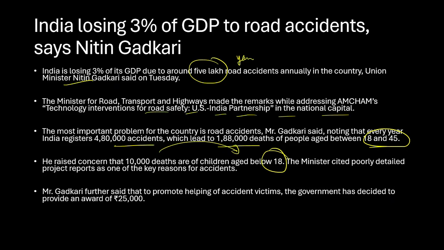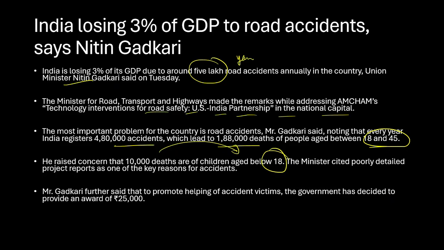See, over a period of time, this has changed. Previously, if a road accident happened and you took the victim to hospital, you had to go to the police station, and there could be a case against you also. So a lot of people would not help accident victims. But now, if you are helping accident victims, the government will give you a 25,000 rupees reward.